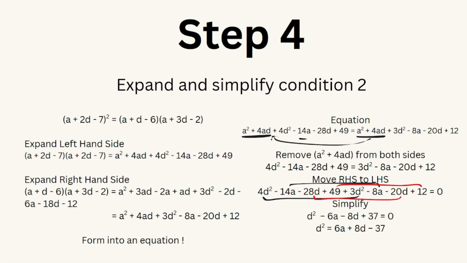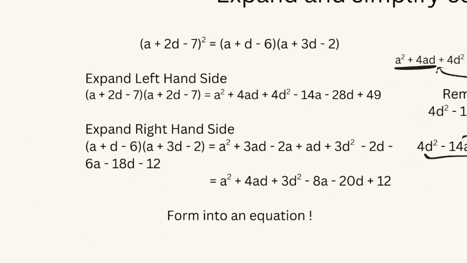Now for step 4. Step 4 is to expand and simplify condition 2. Condition 2 is this one. I have written it again so you guys don't forget it. And to expand the left hand side, we just multiply it by itself. It's the same thing as step 3.